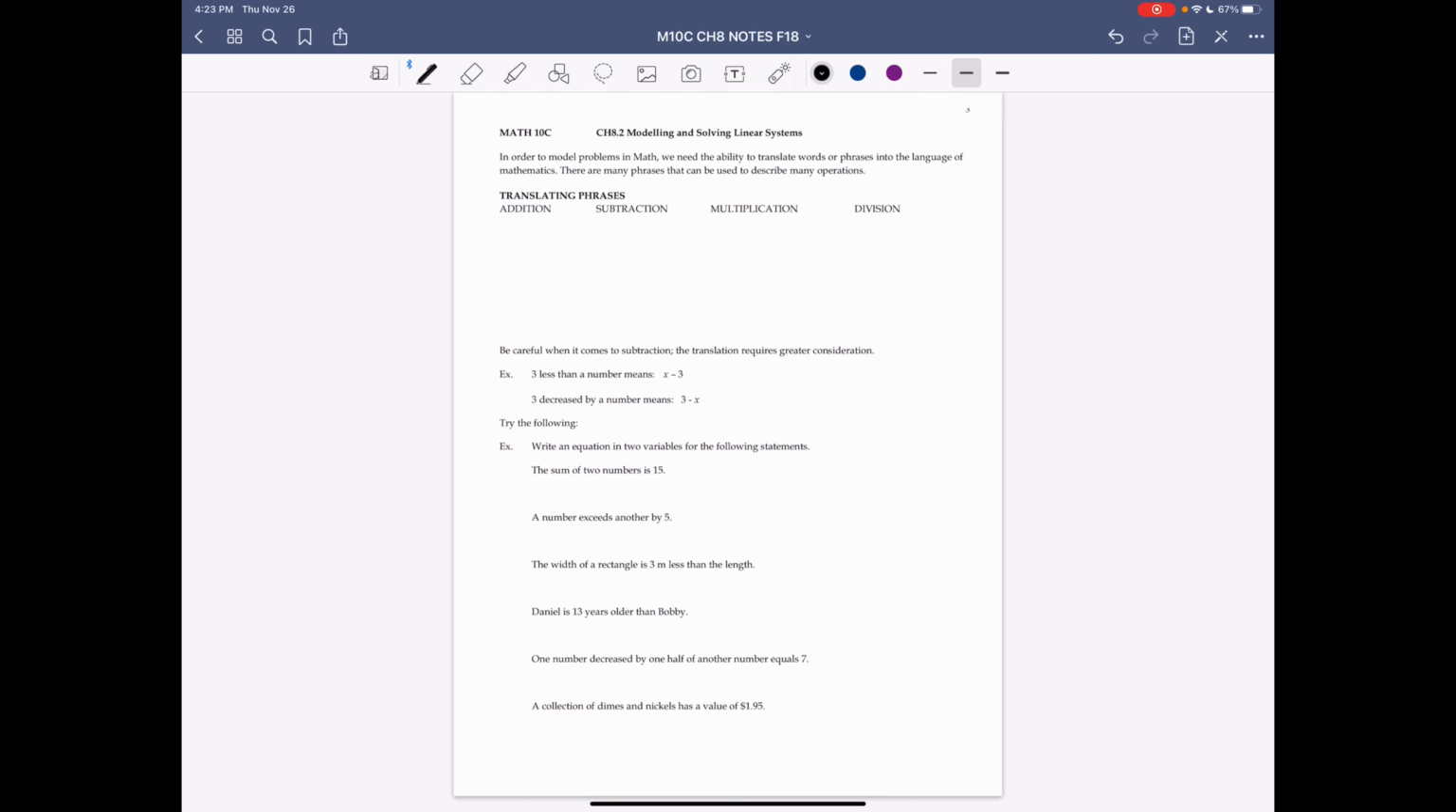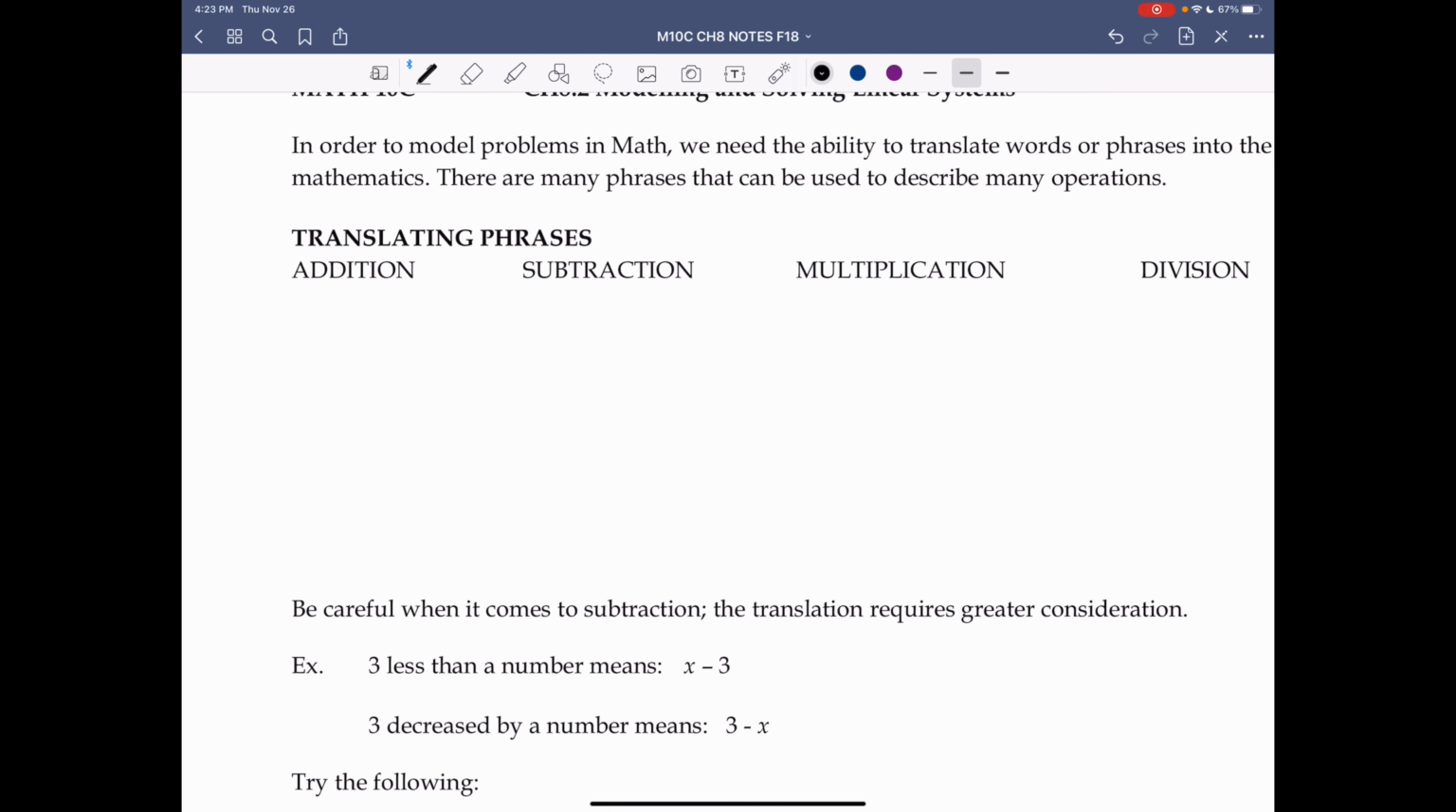Chapter 8.2, Modeling and Solving Linear Systems. In order to model problems in math, we need the ability to translate words or phrases into the language of mathematics. There are many phrases that can be used to describe many operations. Translating phrases. Addition.